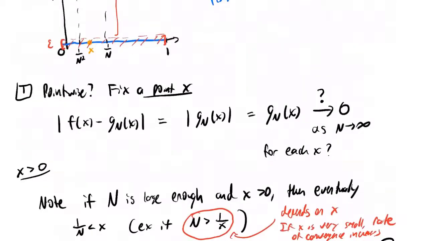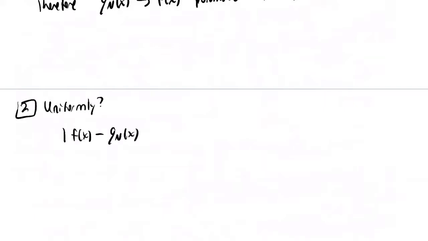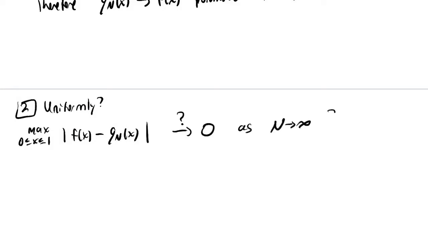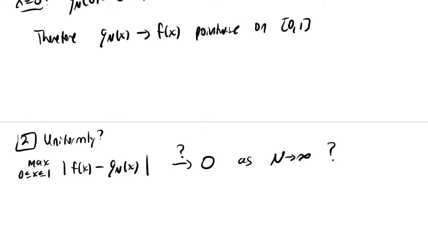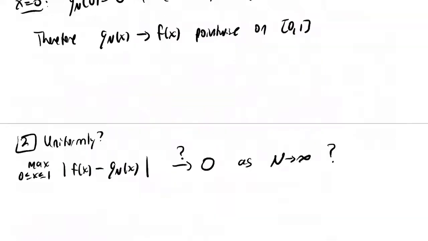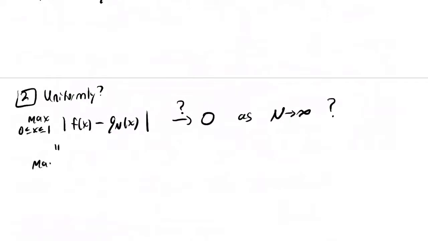And so let's do this more precisely. We showed that it indeed converged pointwise, but what about uniformly? Well, let's look at, again, the difference between f of x and gn of x. In this case, we have to look at the maximum between 0 and 1 of this difference. And we need to see if this converges to 0 as n goes to infinity. Well, we know what the difference is equal to. It's just equal to the absolute value of gn of x, so this is equal to the max over x between 0 and 1 of gn of x.